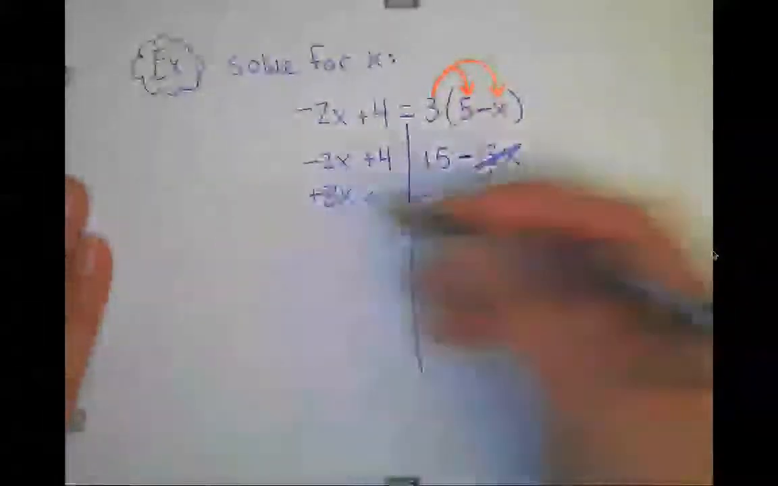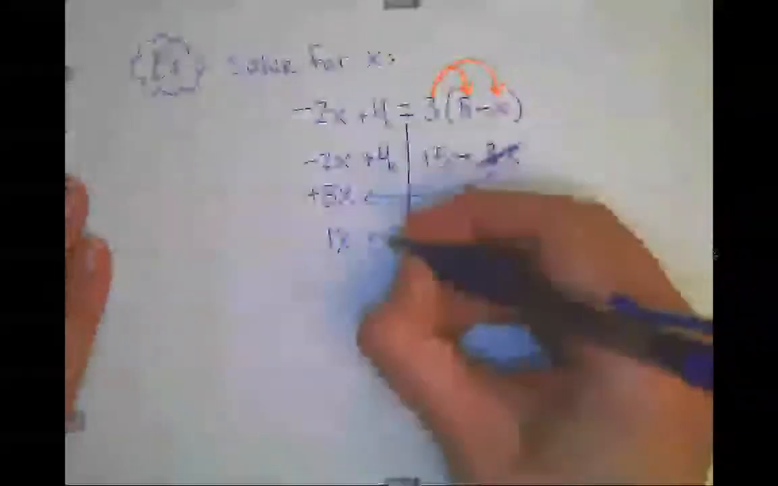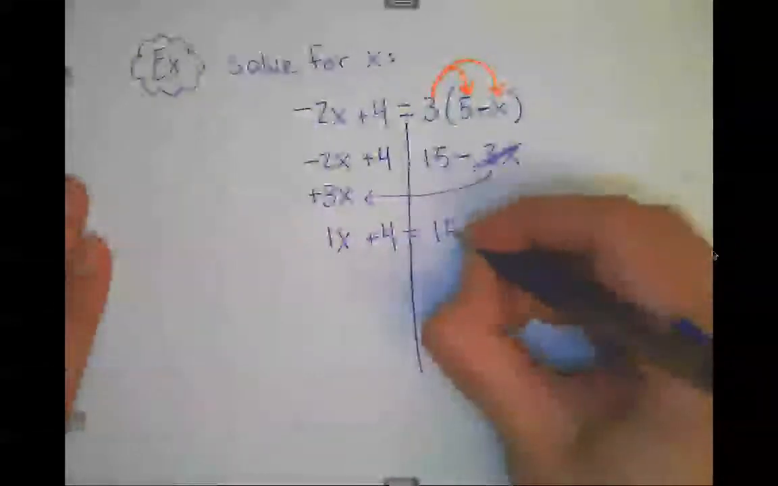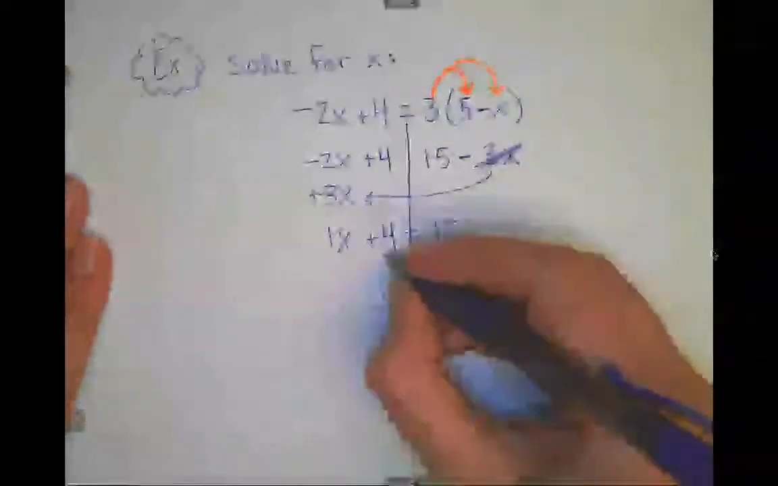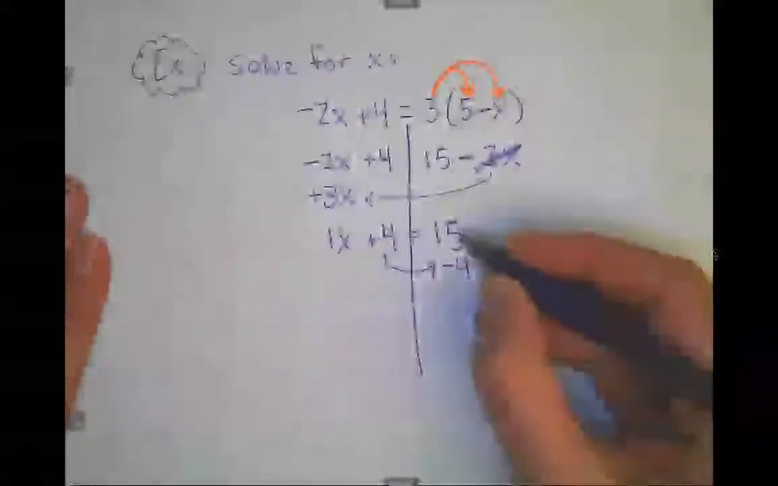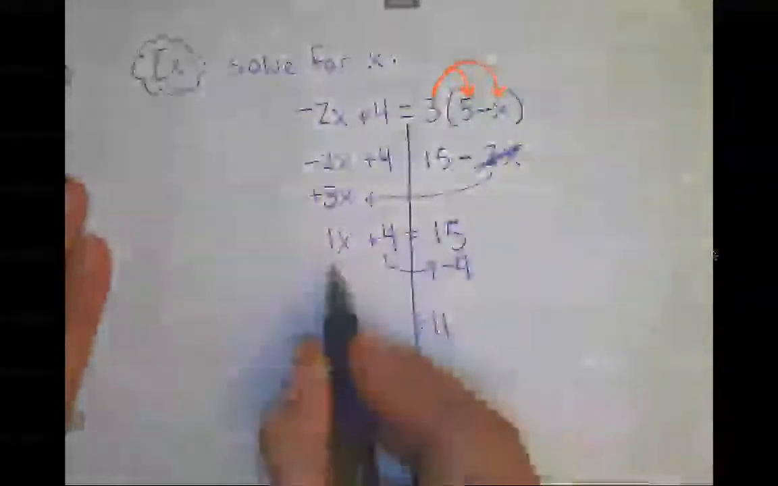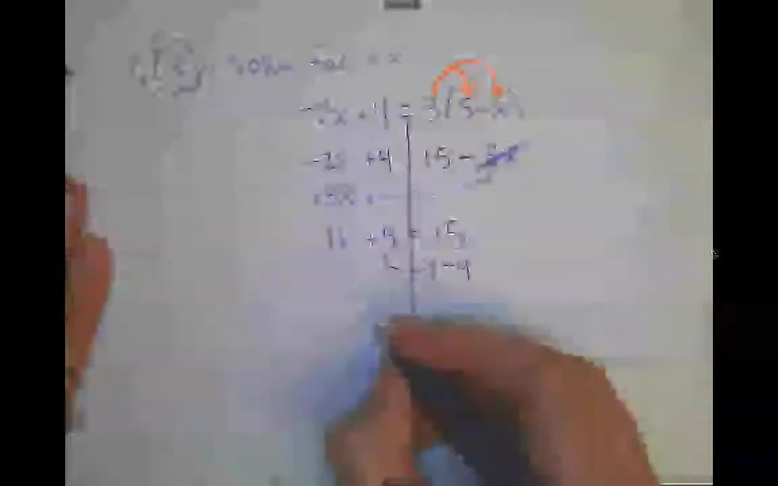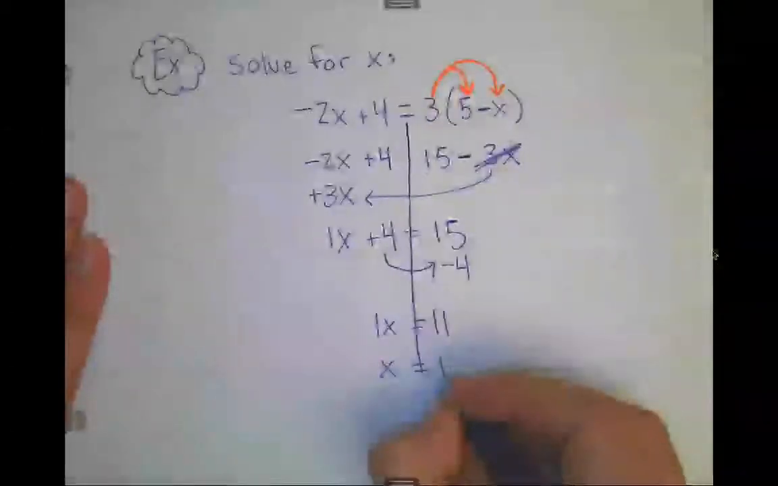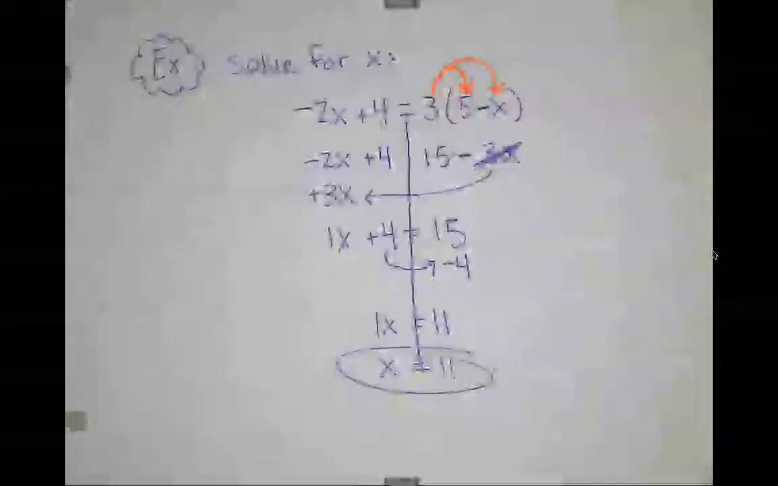Negative 2 plus 3, that's 1x plus the 4 that's still there. And then on the other side, I still have 15 equals 15. And then I'm going to take the plus 4, move it over, make it a minus 4. 15 minus 4 is 11. And I have 1x equals 11. And 1x, I could write it like that, but really that's just an x. X is equal to 11. That's my answer. X equals 11.